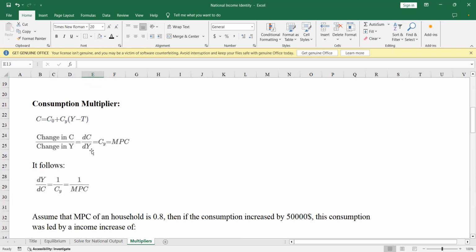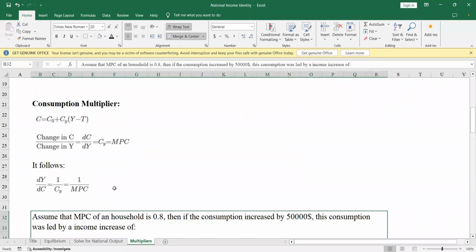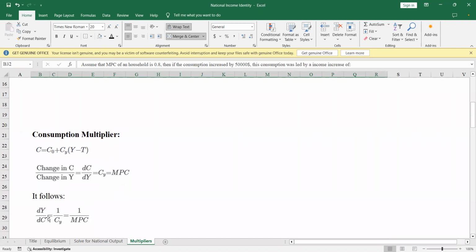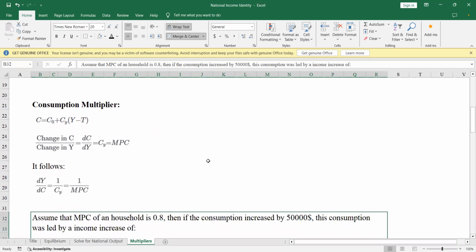Now, if I take the inverse of this, I have dy over dc is 1 over cy, or 1 over MPC. So what I'm saying is, if my consumption increases by 1 unit, what is the impact on the income of the household? Or what type of income change will lead to a consumption change of 1 unit? To find that, we take 1 over MPC. I have an example over here.